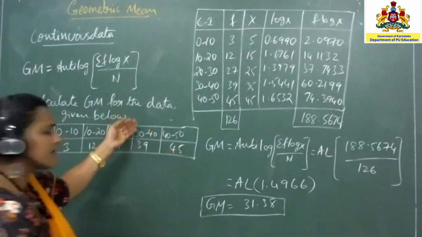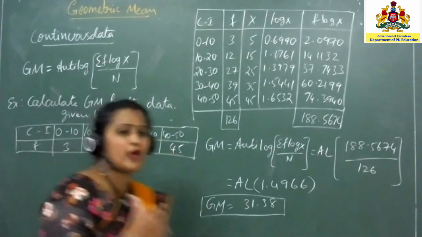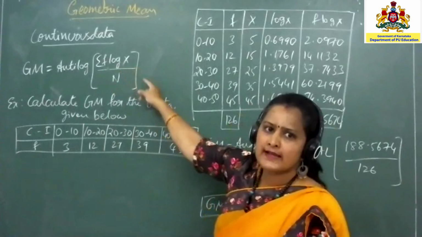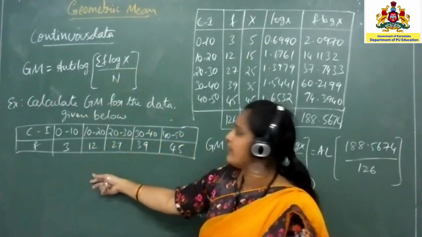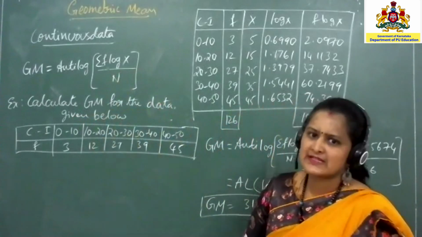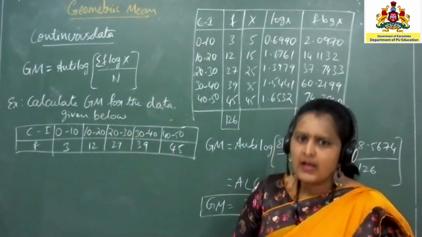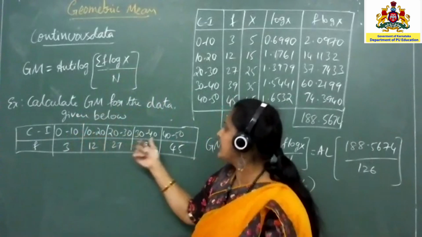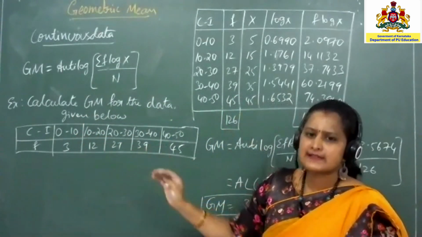So for continuous data, we are going to find out the geometric mean. The geometric mean formula for continuous data is antilog of summation f log x by capital N. So this is a problem given for you. Calculate the geometric mean for the data given below, which is a continuous series. In a continuous series, we will have a class interval and also the frequency. So here 0 to 10, 10 to 20, 20 to 30, 30 to 40, 40 to 50, and the frequencies are given for you.